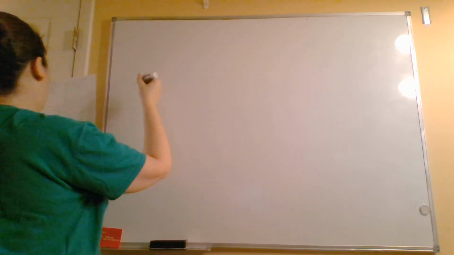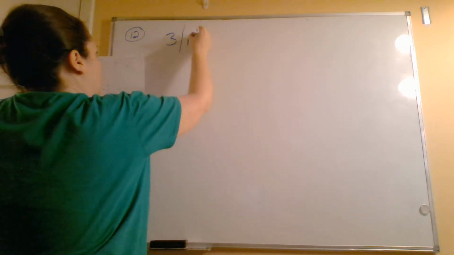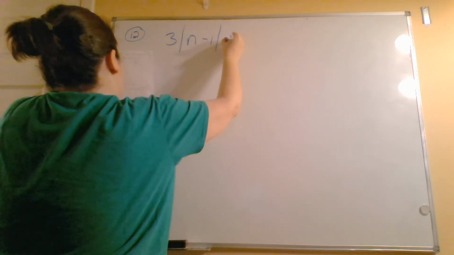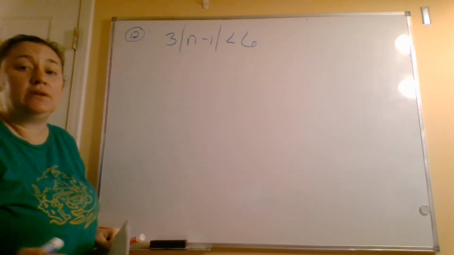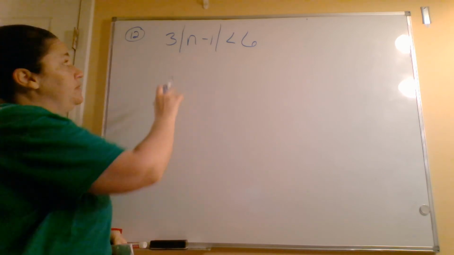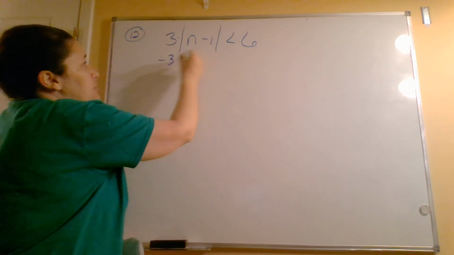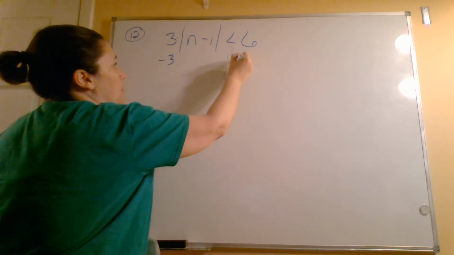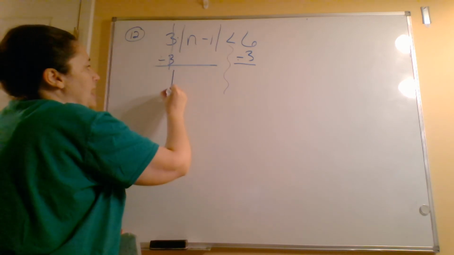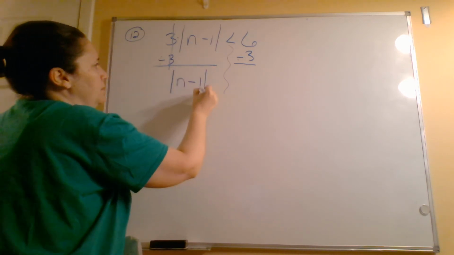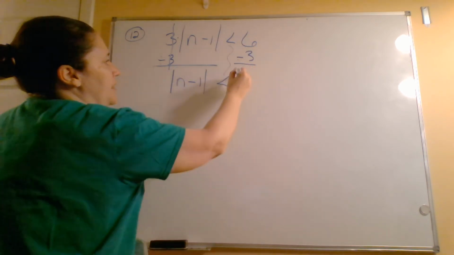Last but not least, we have number 12. For number 12, we have 3 absolute value, n minus 1, is less than 6. Before we can split the problem in two, we have to get rid of everything that's outside of the absolute value. The absolute value is being multiplied by 3, so I'm going to have to divide both sides of this inequality by 3. The 3's cross off. I have absolute value, n minus 1, is less than 6 divided by 3 is 2.